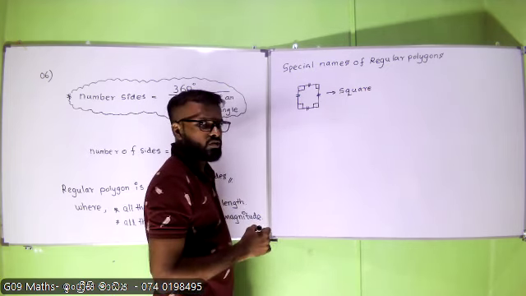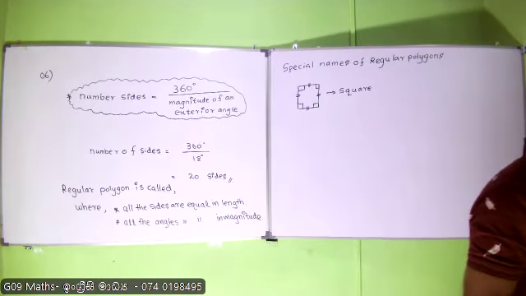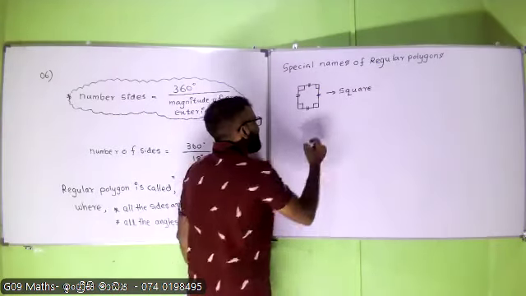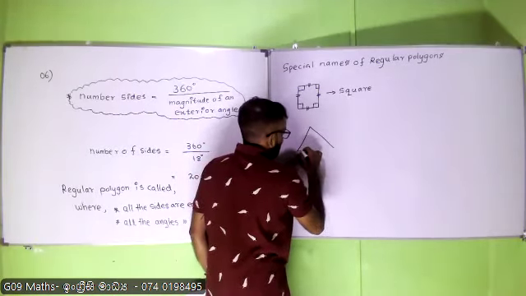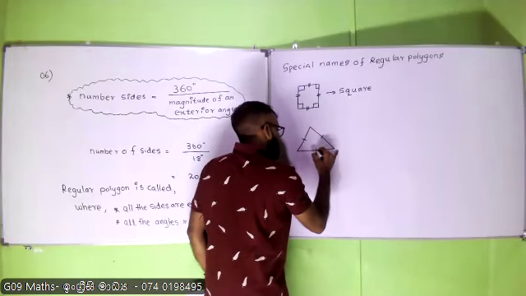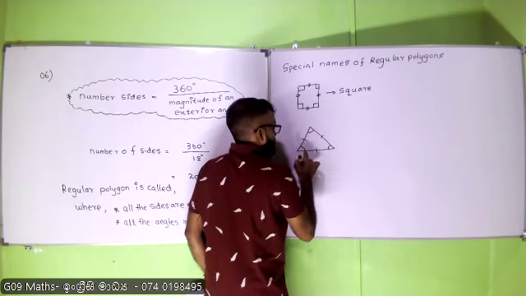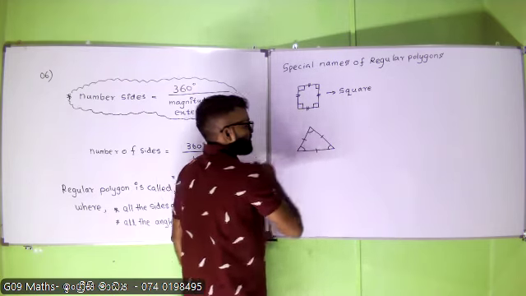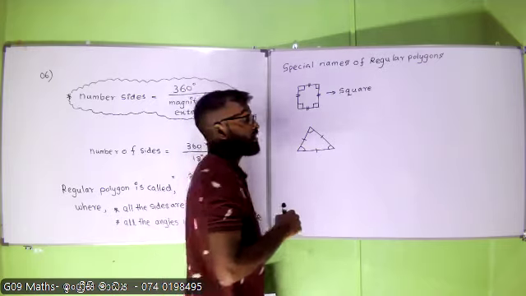And what can you say about the equilateral triangle? All the sides of the equilateral triangle are equal, and all the angles are equal in size: 60 degrees, 60 degrees, 60 degrees. And the lengths are also equal. So it is called an equilateral triangle.